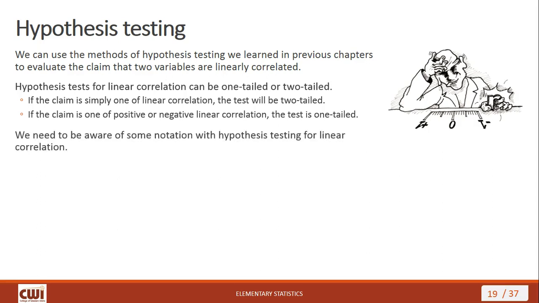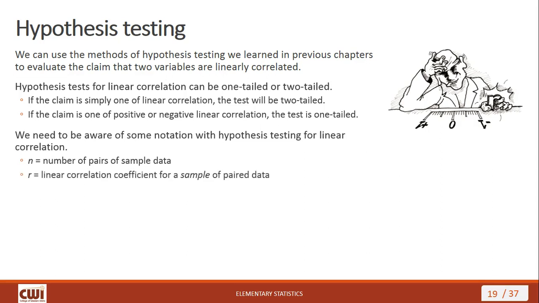Now, there is some special notation that we use with hypothesis testing for linear correlation. First, as always, little n represents the number of pairs of sample data. This is our sample size. Little letter r is going to represent the linear correlation coefficient for a sample of paired data. The lowercase Greek letter rho will represent the linear correlation coefficient for a population of paired data.